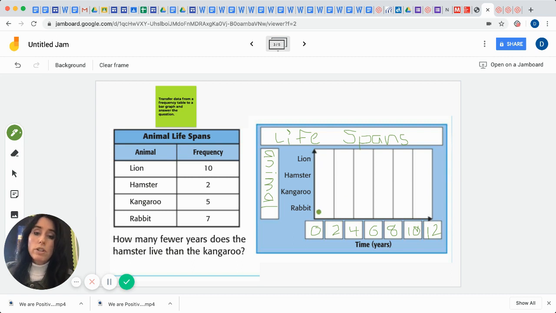I would suggest starting with rabbit, just because that kind of will help us get started. So as we look at the rabbit, we see that it has to have 7 years. Its lifespan is 7 years. And we know that each of these bars represents 2 years. So this would be 2, 4, 6. I'm going to stop on my 6.